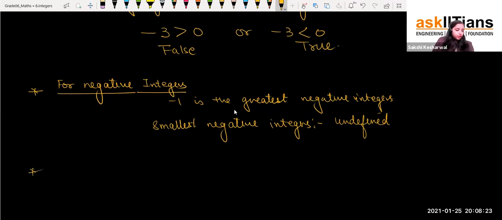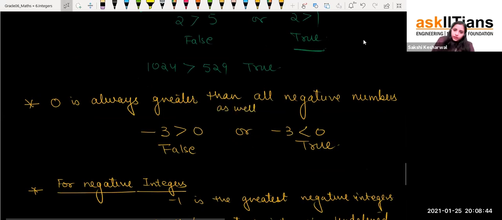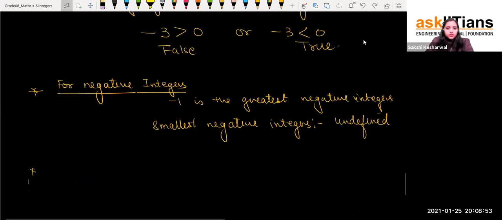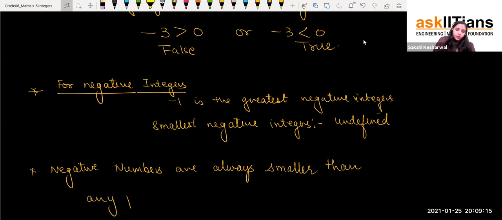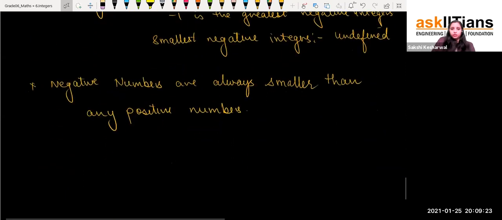So now, if I ask you the comparison, negative numbers are always lesser than 0, and negative numbers are always lesser than all positive numbers, right? 0 is always greater than negative numbers, and negative numbers are always smaller than any positive number. Yes, any positive number.